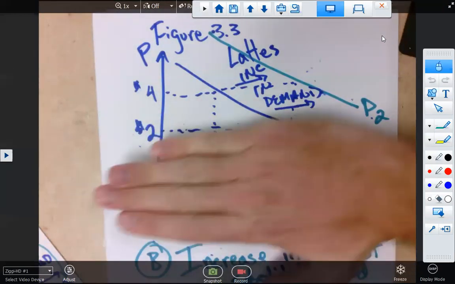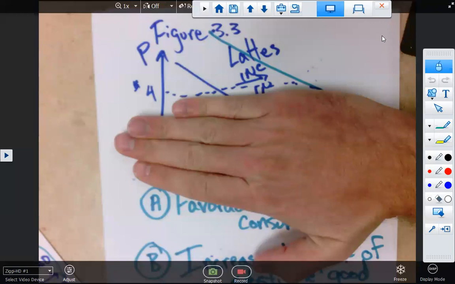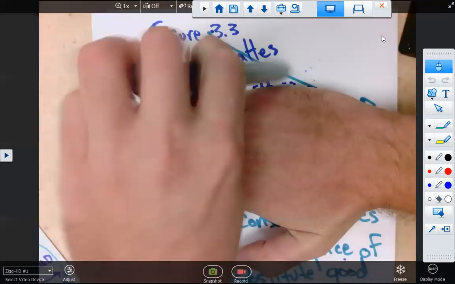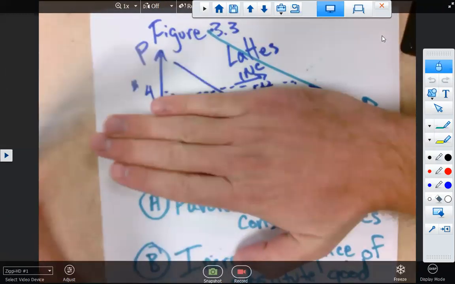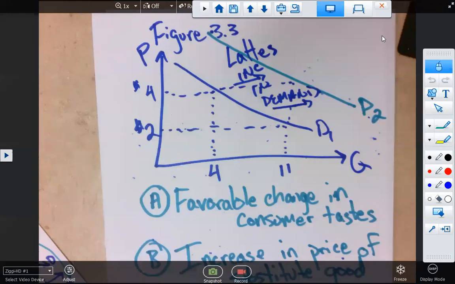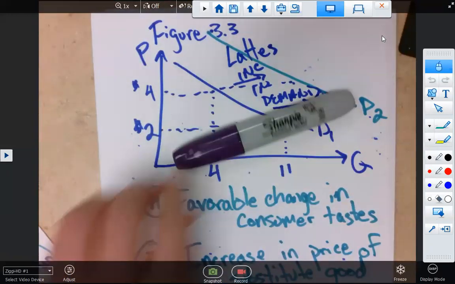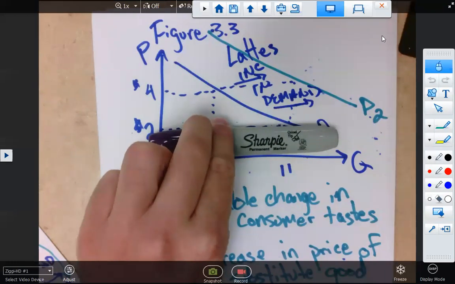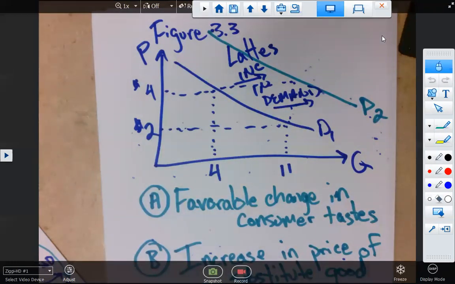Like I said, I like to just plop down my hand to fix the price, and I'm looking for things that are going to cause more people to be demanding lattes at any given price. We could do the same thing at 2, except I didn't draw this line long enough. So the increase in price of a substitute good is going to cause the demand to shift out.